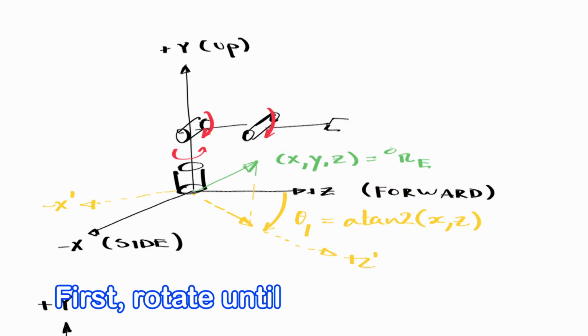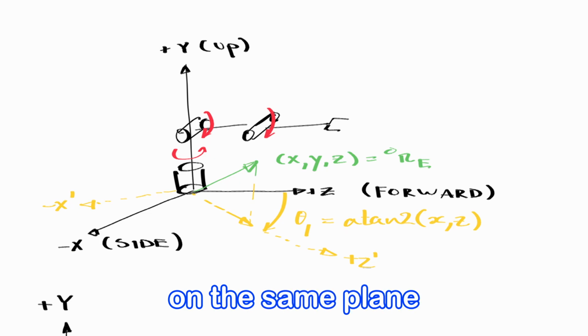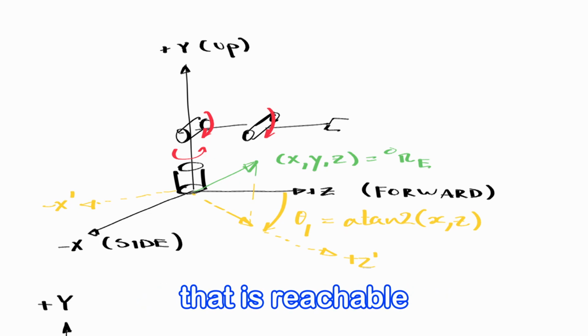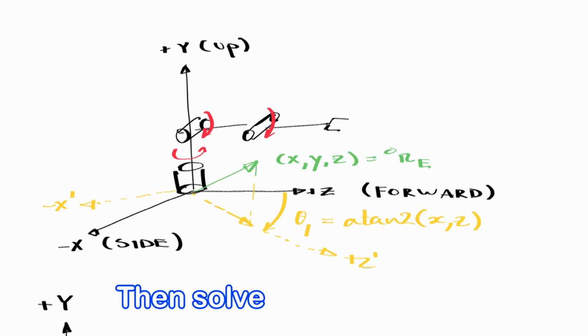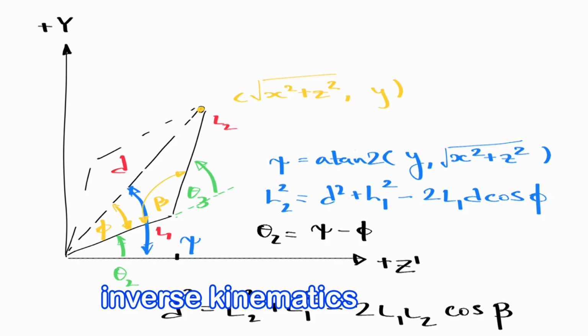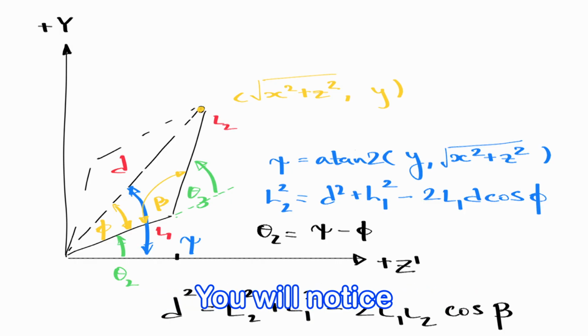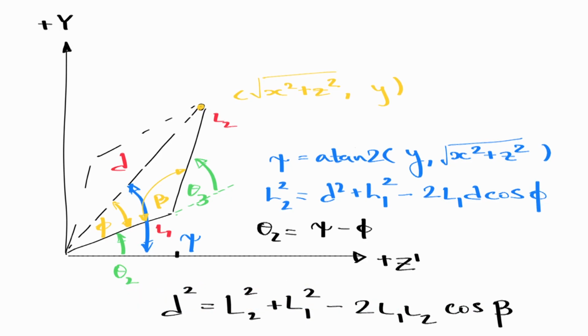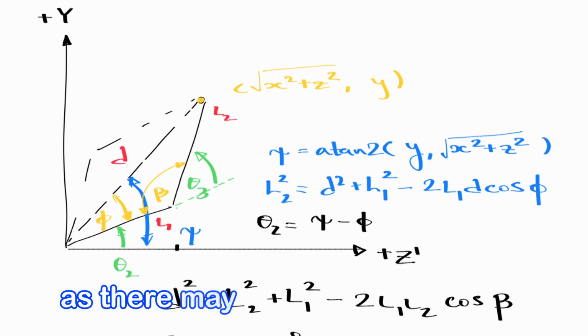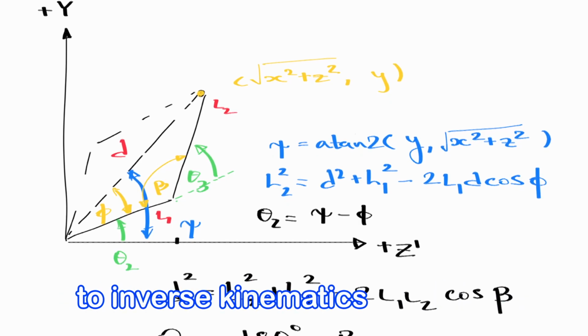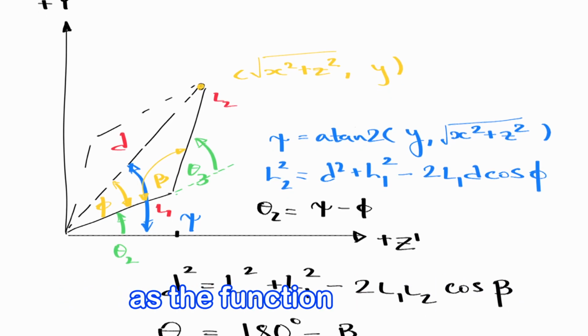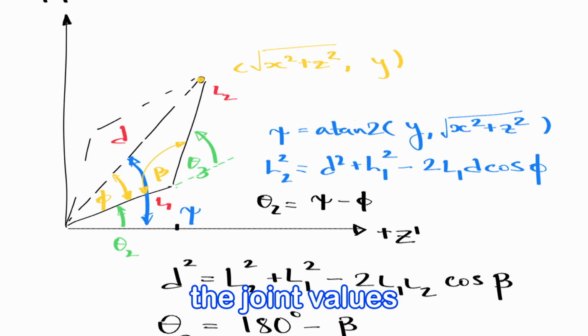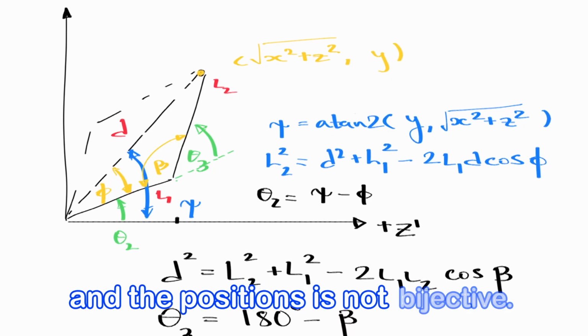First, rotate until the arm is aligned on the same plane of the desired position that is reachable by the next 2 joints. Then solve the simpler 2D inverse kinematics problem. You will notice that there are 2 solutions. This is completely normal, as there may be multiple solutions to inverse kinematics problems, as the function between the joint values and the positions is not bijective.